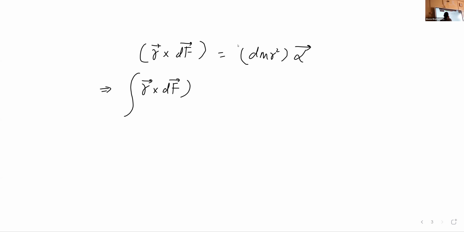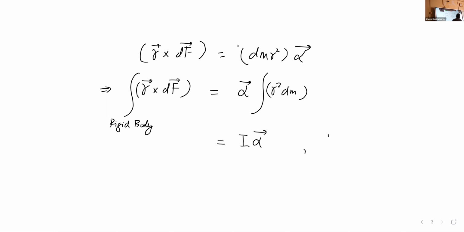I'm integrating this over all the particles, so I'm integrating it over the entire rigid body. And on the other side, when I integrate, alpha is a constant, so it will come outside. Again, I'm integrating this over the entire rigid body, so this is what by definition is moment of inertia. But what about this side? Let's come to this also.